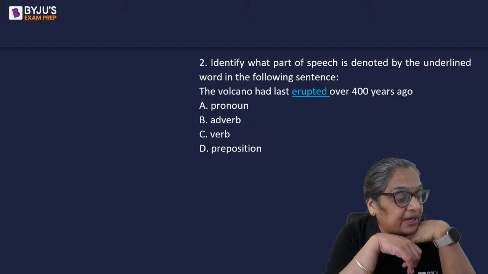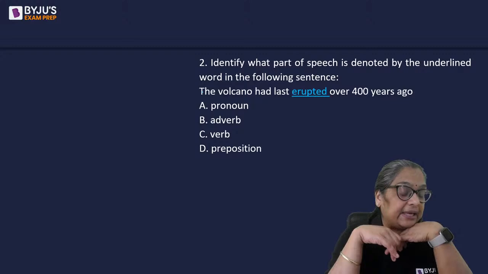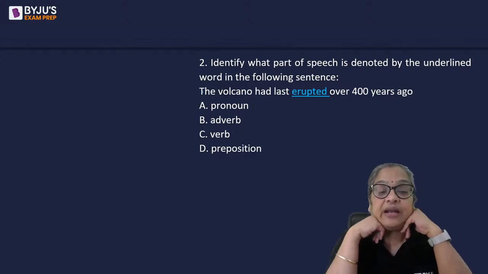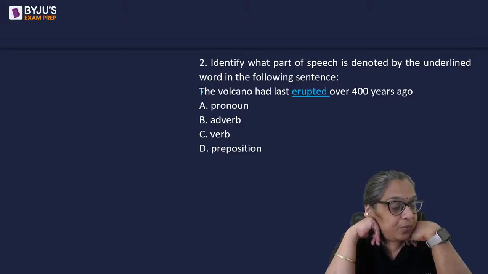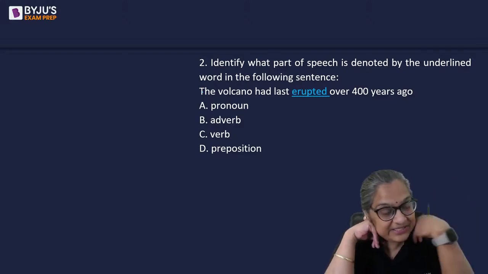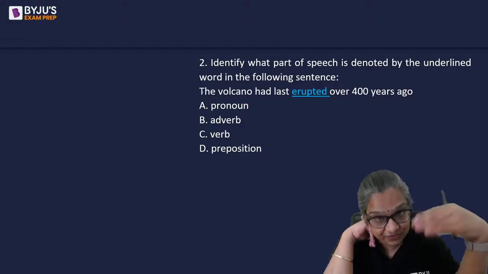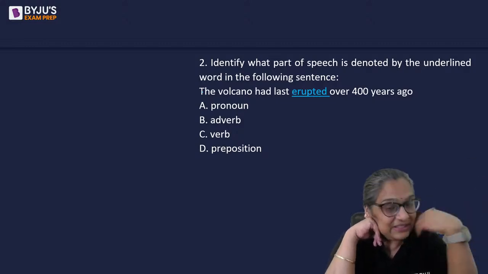Savi, Sumit, Akshat, Roma, excellent. All of you excellent. Now, quickly give me what part of speech is erupted: pronoun, adverb, verb, or preposition. Question 2. Just put the question number so it's easier for me to identify whether your answer is for this question or the previous question. There's generally a lag.